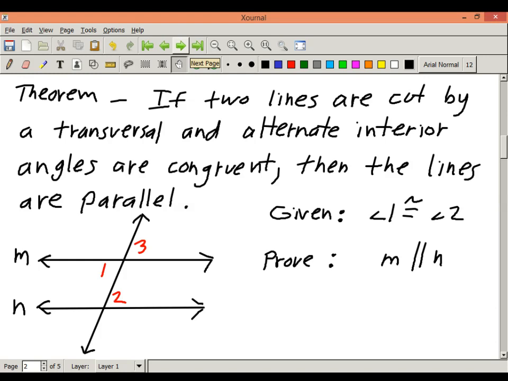So in my little diagram here, we have line M and N that are cut by the transversal, and we're given that angle 1 is congruent to angle 2. That follows the hypothesis there, that follows the if. And we are trying to prove that line M and line N are parallel.